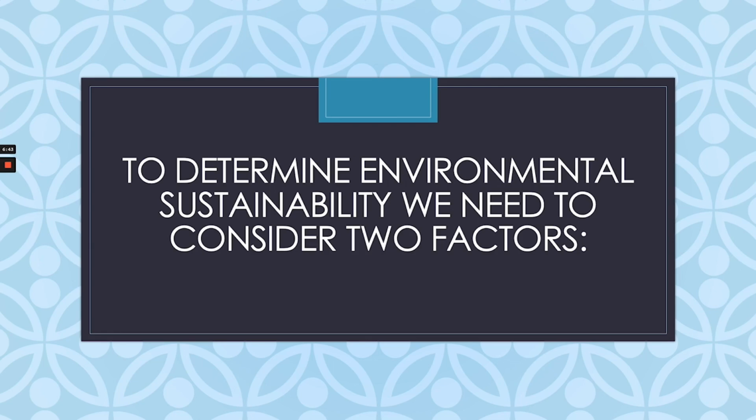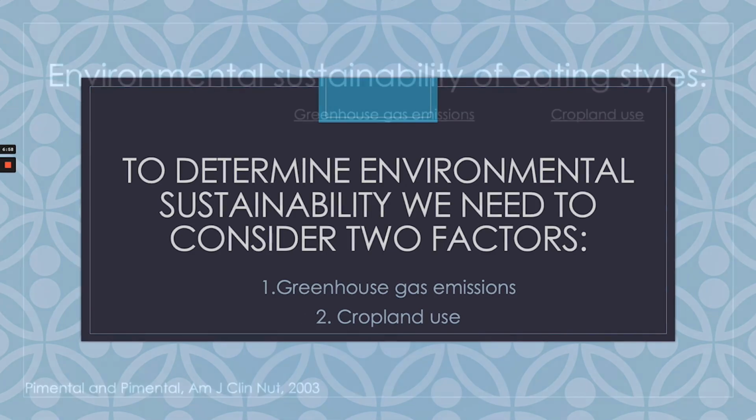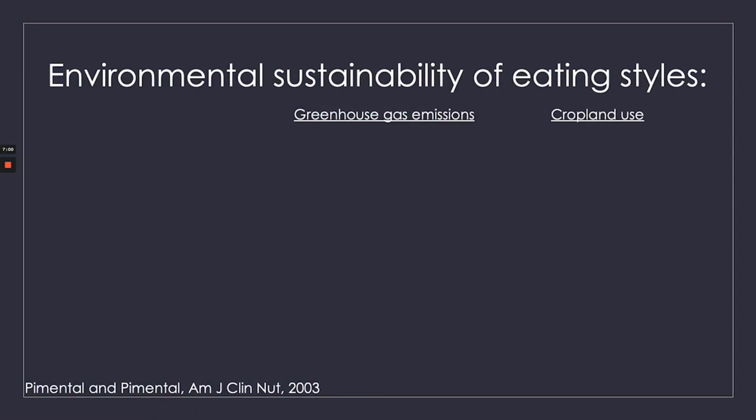Okay, so to determine the environmental sustainability of one of these eating styles, we need to consider two factors. The first one is how much greenhouse gas emissions will be produced, and then the second is how much cropland will be needed to sustain this particular style. So if we stay on the course of our current eating trend, we will expect to see a substantial increase in both greenhouse gas emissions and cropland use, which we don't necessarily have that wiggle room.